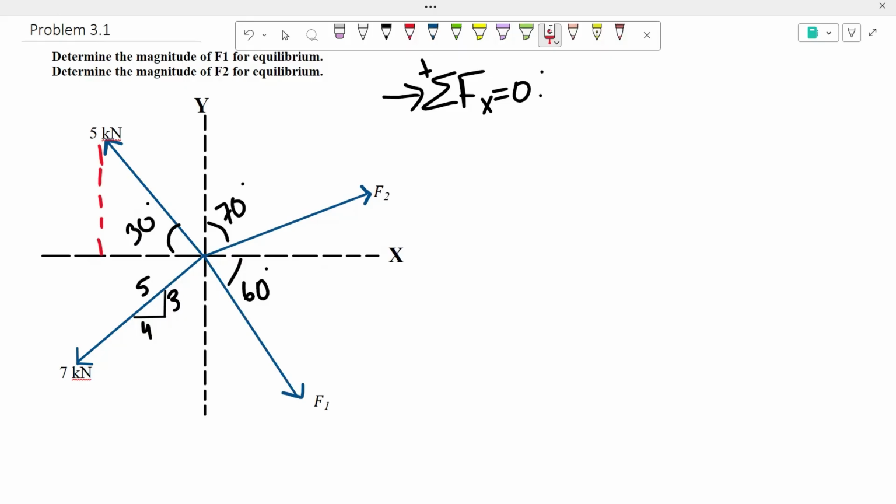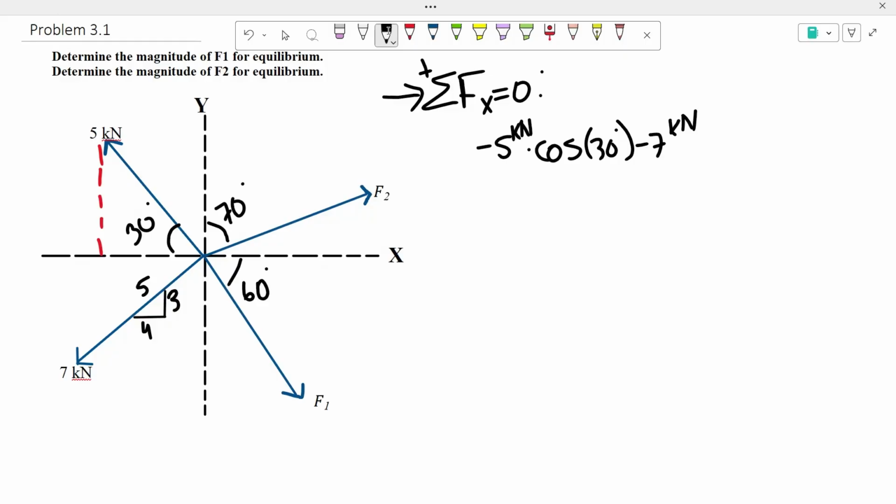And remember, we're dealing with our x components, our horizontal components. Anything going to the right will be positive, anything going to the left will be negative, and these 5 kilonewtons are slanted to the left, which is why it's going to be negative. So we have negative 5 kilonewtons times cosine of 30, since cosine is adjacent over hypotenuse. Now we're going to move on to our 7 kilonewtons. Once again, our 7 kilonewtons is slanted to the left, so it's going to be negative 7 kilonewtons.